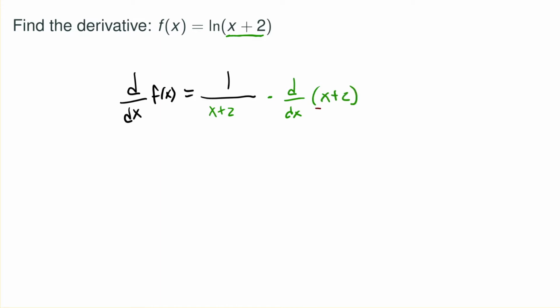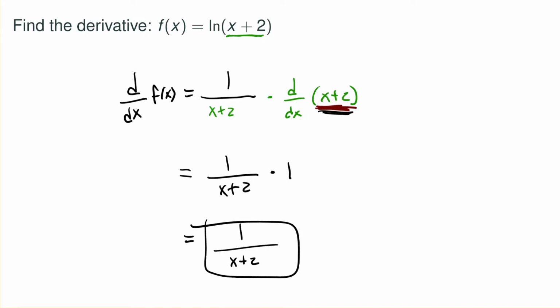But here, the derivative of this is 1, which doesn't actually affect the result, compared to, like, 1 over natural log of x. But regardless, we are applying the chain rule because the argument is not just x. So the final answer is 1 over x plus 2 times 1, which is just 1 over x plus 2. So this is the derivative of natural log of x plus 2.